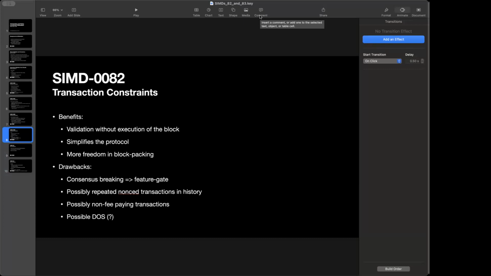In terms of drawbacks, it's consensus breaking. It needs a feature gate. It's not a huge drawback, but just something to note. With the nonce check, it introduces the possibility that ancient nonce transactions, which are no longer in the status cache, could be repeated in the history if the leader isn't doing a good job. Now, we can still check that that nonce account is valid before execution, so the transaction would have no effect on state, but it introduces the possibility that we have duplicate transactions in the history. Depending on how we decide to do punishment for non-fee paying transactions, you could have transactions that pay no fees.